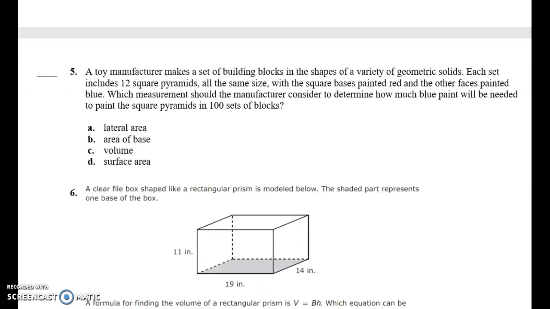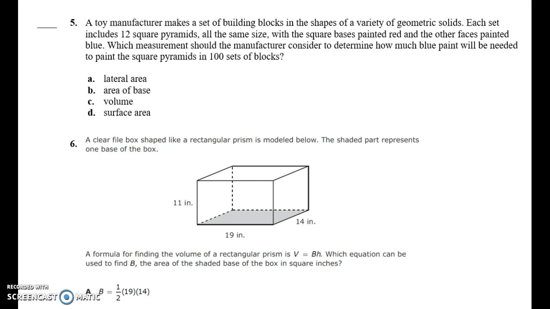Number 5. A toy manufacturer makes a set of building blocks in the shapes of a variety of geometric solids. Each set includes 12 square pyramids, all the same size, with the square bases painted red and the other faces painted blue. Which measurements should the manufacturer consider to determine how much blue paint will be needed to paint the square pyramids in 100 sets of blocks? A. Lateral area. B. Area of base. C. Volume. D. Surface area.